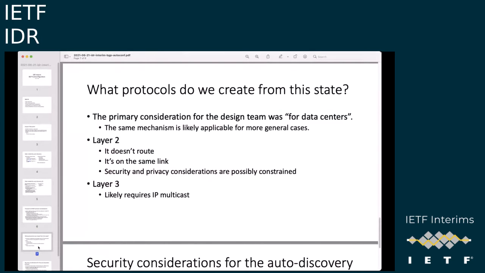So once we've actually decided on our protocol state, what sort of protocols do we actually create from this stuff? The general consensus that we seem to have arrived at is we probably want, especially for data center environments, some sort of layer 2 mechanism. It doesn't route. You can tell instantly that it's on the same link, and the security and privacy considerations are potentially very constrained. For any other scenario outside data centers, and potentially even including data centers, probably a layer 3 mechanism, and it likely will require some flavor of multicast. This does also change the security.